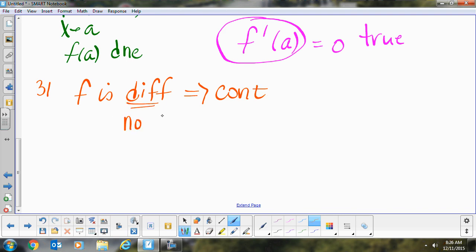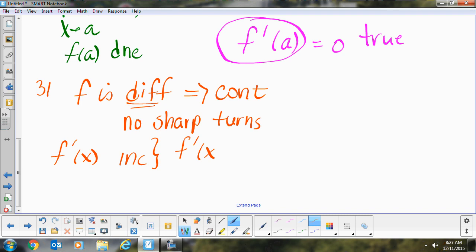Also, what else do you know if it's differentiable? Know what? No sharp turns, because sharp turns are the only way it could be continuous and not differentiable. The value of the derivative is given for selected values in the table below. Now it says f prime of x is always increasing. What does this mean? F prime of x is always greater than 0 or positive.